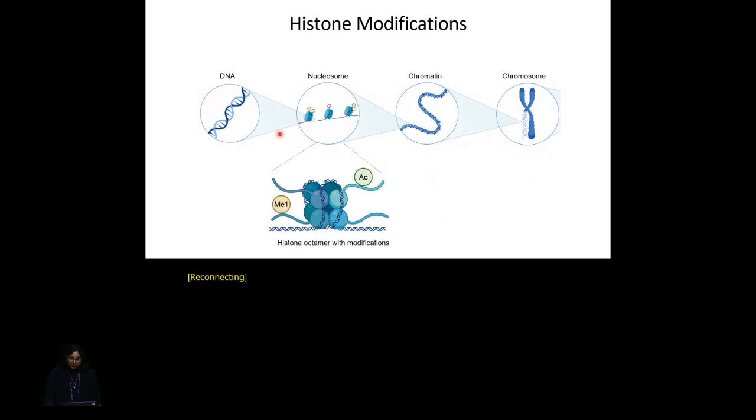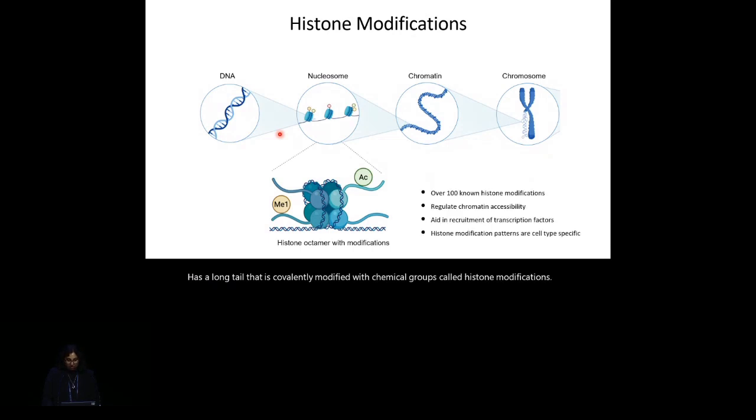Each unit of the histone octamer has a long tail that is covalently modified with chemical groups called histone modifications. There are over 100 known histone modifications that regulate chromatin accessibility and aid in the recruitment of transcription factors. And these histone modification patterns are cell type specific.